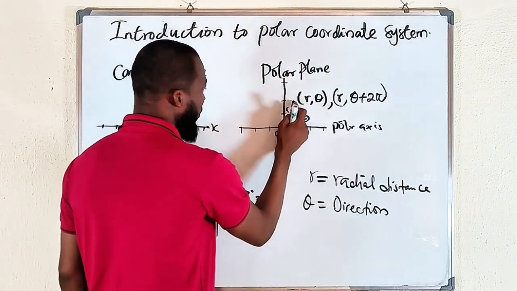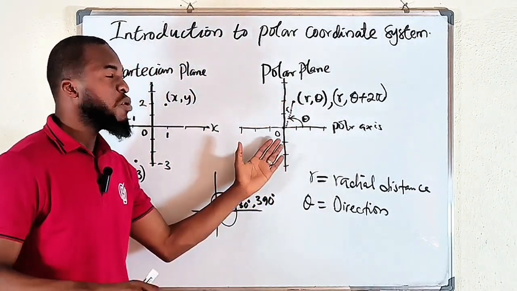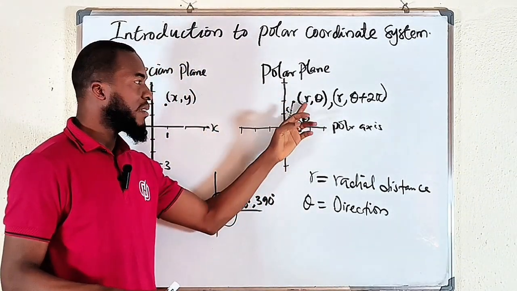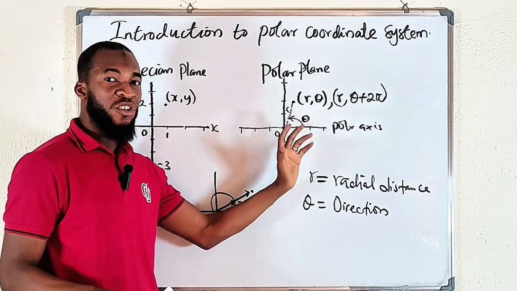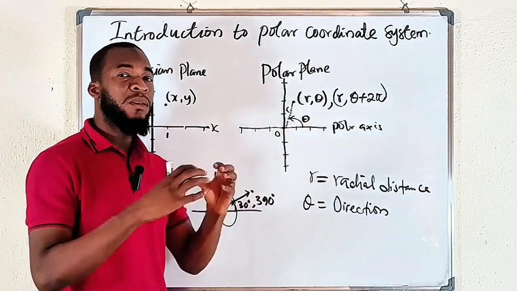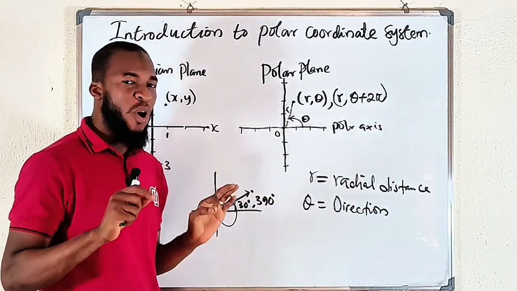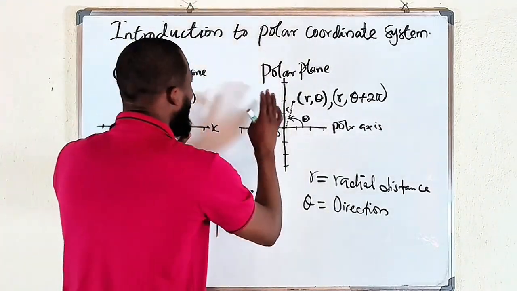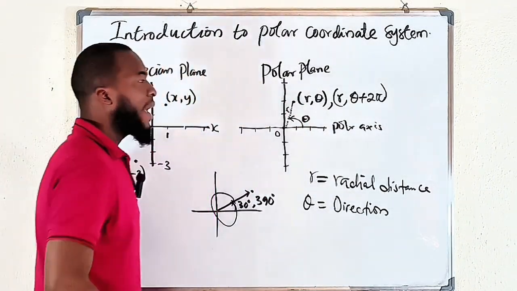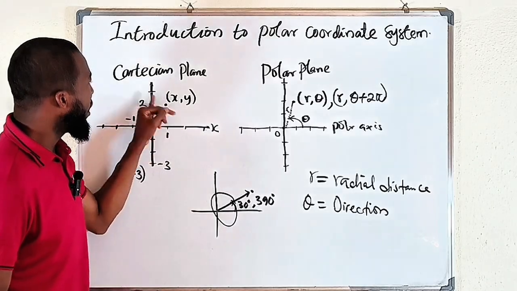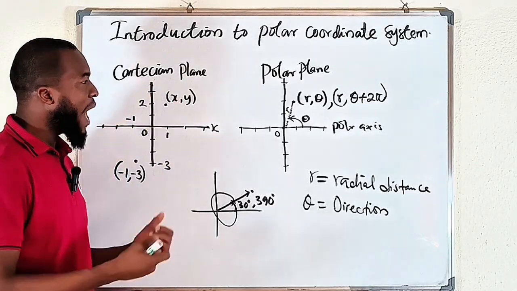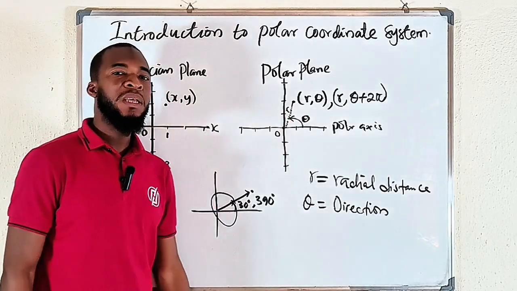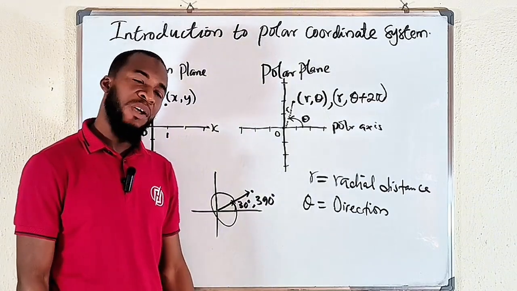To define any single point, it is what? The measure of the radial distance, then the direction, which is the angle subtended. That's what defines every single point. That's what you should know. Then, what is the relationship between this and this? Because sometimes you may be given a point in the Cartesian plane and you'll be asked to write it in the polar coordinate system. So how can you do that?